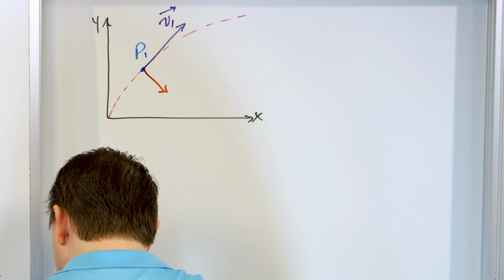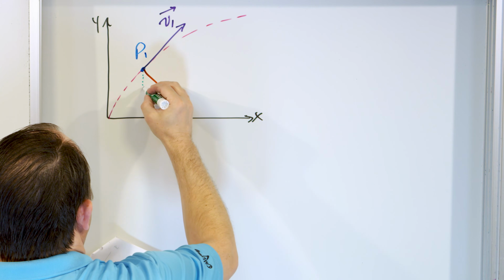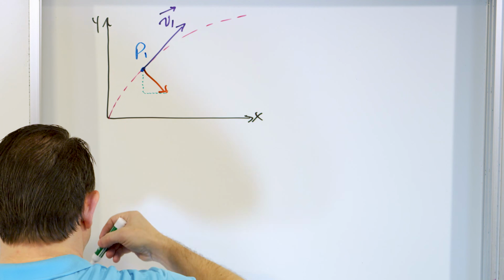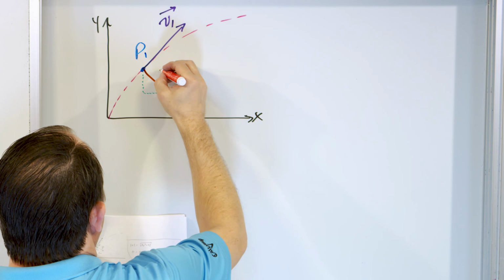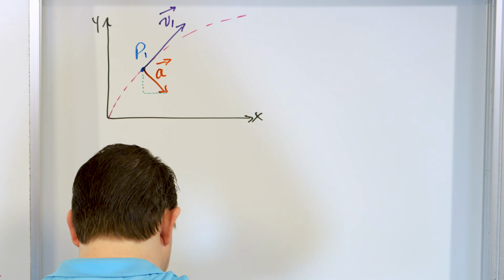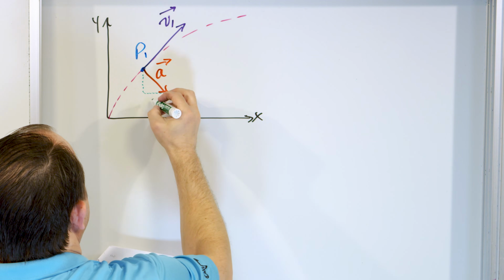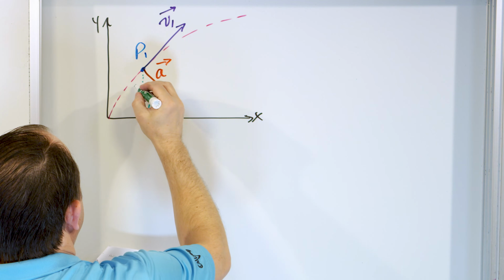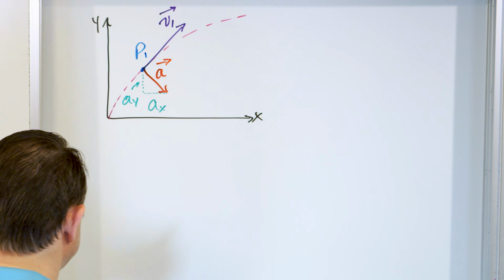And we can talk about the components of this acceleration. So I'll draw the x and y components right here. And this guy will be the acceleration vector. And then I'll do it in green here. This is going to be the x component of the acceleration. And then right here, this is the y component of the acceleration.